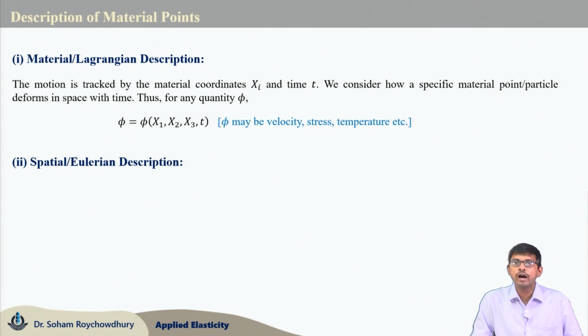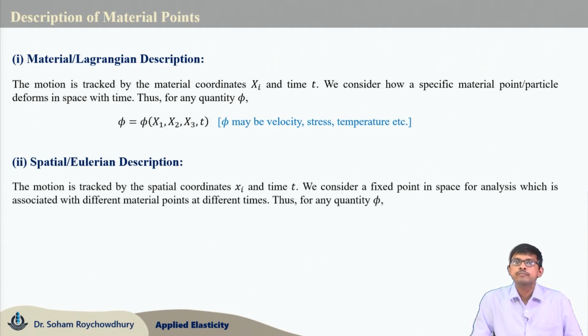Now, coming to the Eulerian description of motion or spatial description of motion, here the motion is traced with respect to spatial or the deformed coordinates small xi and time. So, for this case we consider a fixed point in space because we are choosing small xi as our point of interest. So, the point is fixed in space which is occupied by different material points as the time progresses.